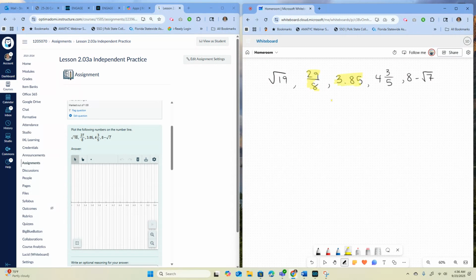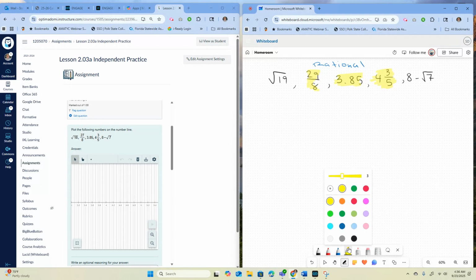3.85. Decimals that have an end, they're called rationals. 4 and 3/5. Any mixed number is also called rational. So all of these numbers in yellow are rational numbers that you can write as a fraction.